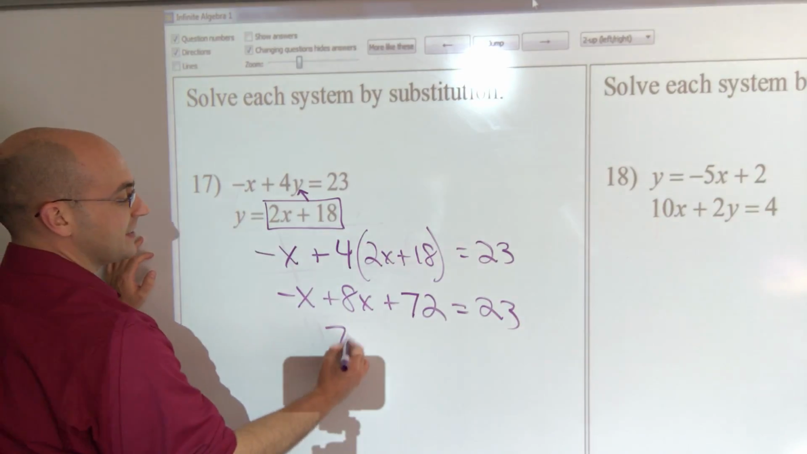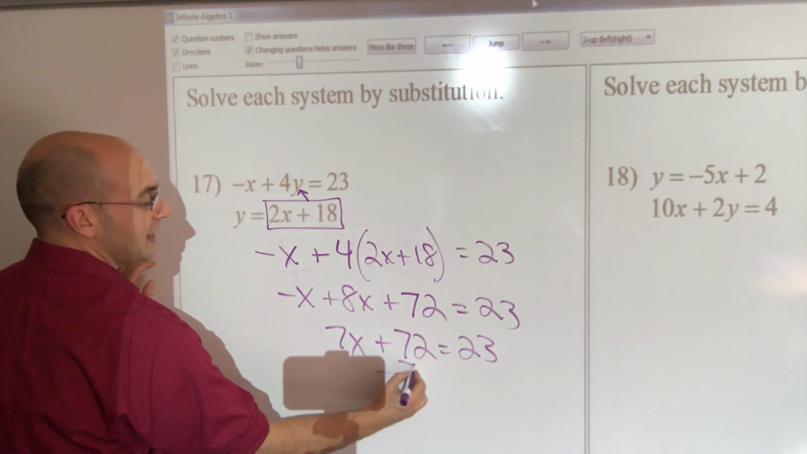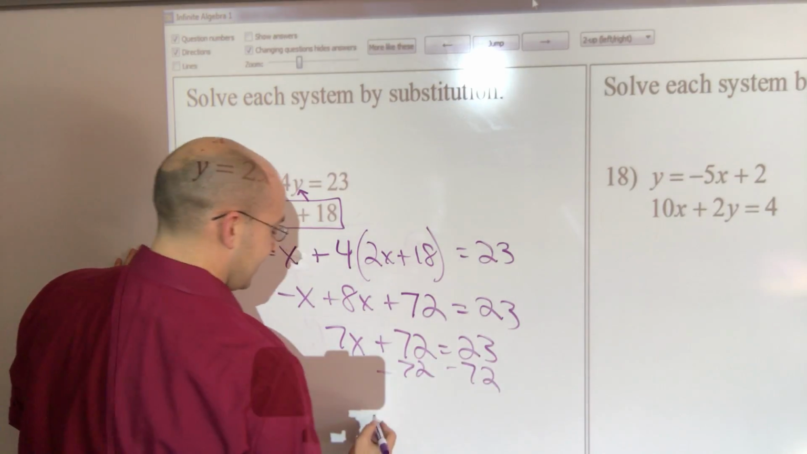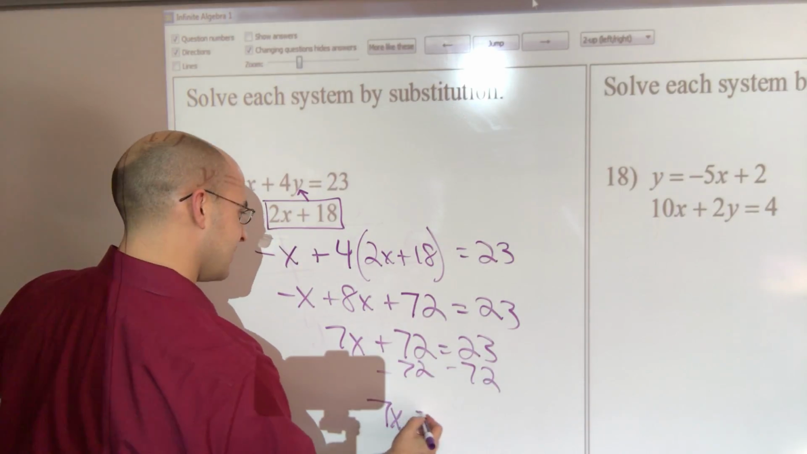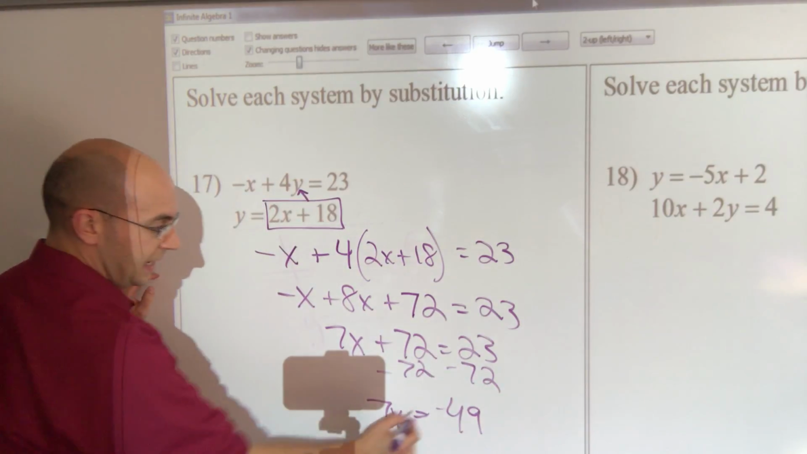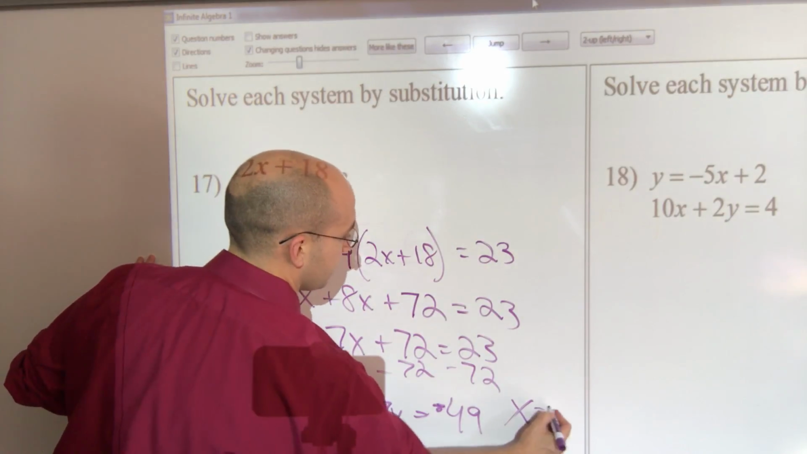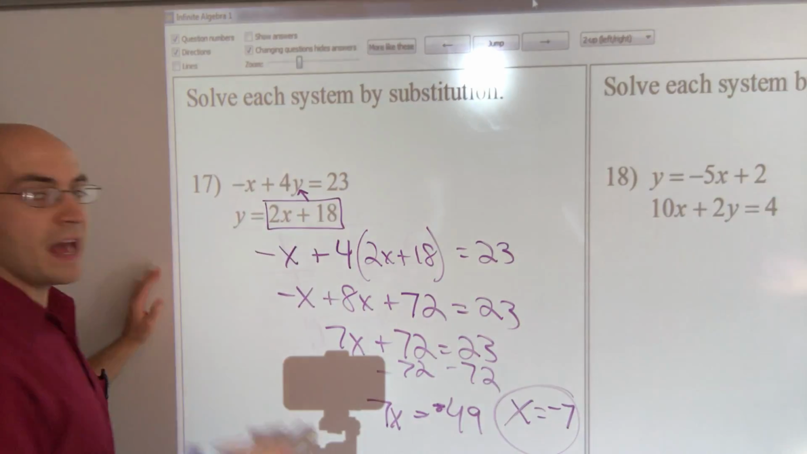Negative x and 8x is 7x plus 72. Fingers crossed, that's right. Minus 72 on both sides, and I'm going to get 7x equals negative 49. And my answer is going to be x equals negative 7. Okay. Now I have my x value.